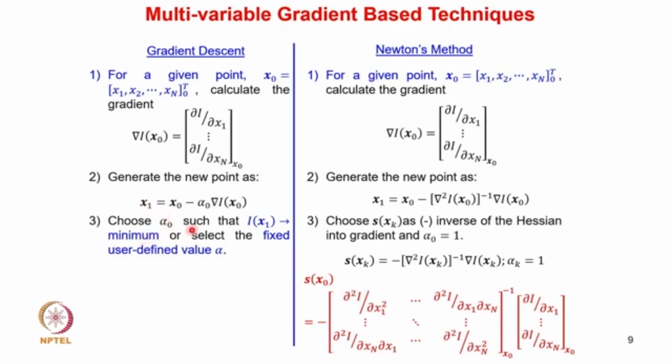So again we choose the alpha naught such that I x1 is minimum, or we can select a fixed user defined value of alpha when we are using a fixed learning rate or a fixed step size. Once we get x1, this x1 will be used in the next iteration, and in this manner we continue multiple iterations till we get these gradient values equal to 0, isn't it? Whenever these gradient values become 0, that's an indication that you have reached close to the optimum.